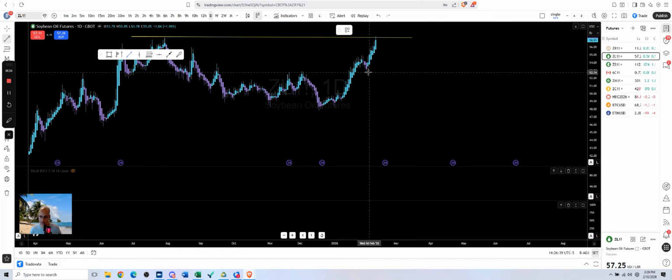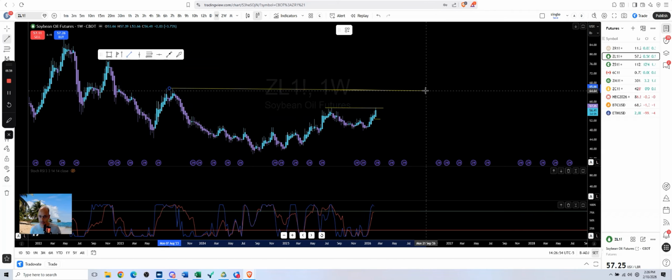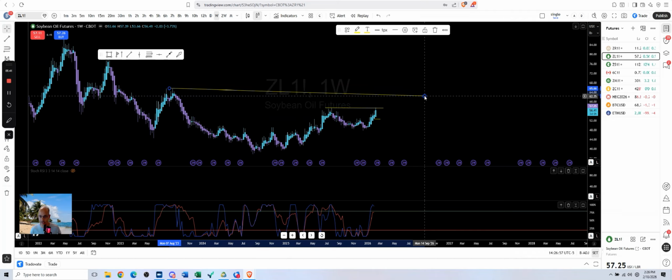We do still have structure sitting down here on the daily chart. So we're not in any risk of breaking any market structure, but just be aware of where price is sitting right now. It certainly doesn't mean it can't go higher, and it very well might. You can see on the weekly chart, we don't have any real major resistance above here.